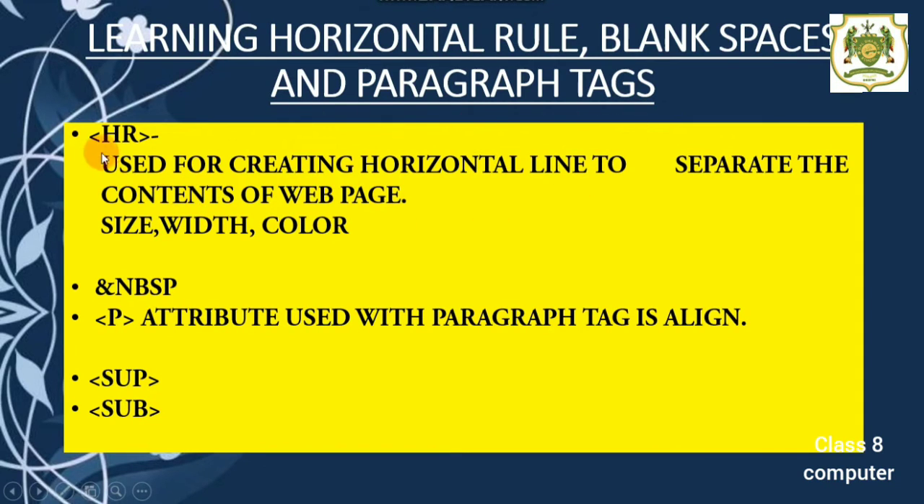First, let's see the HR tag, the horizontal rule tag. This tag is used for creating a horizontal line to separate the contents of a web page. By using this tag, you can draw a single horizontal line wherever you want. This tag has different attributes: the size attribute, width attribute and color attribute. That means we can mention the size of this horizontal line, the width, and we can also give color to this HR tag.